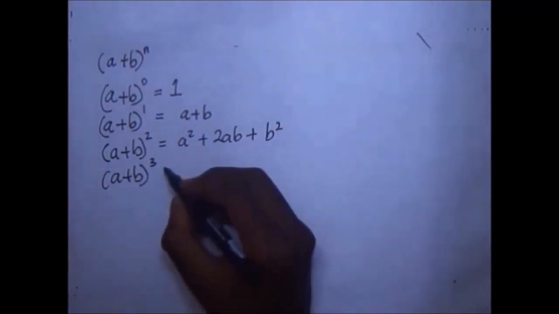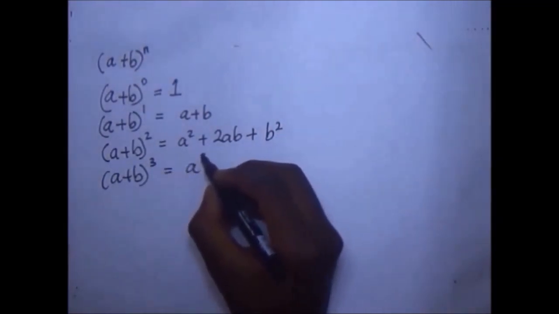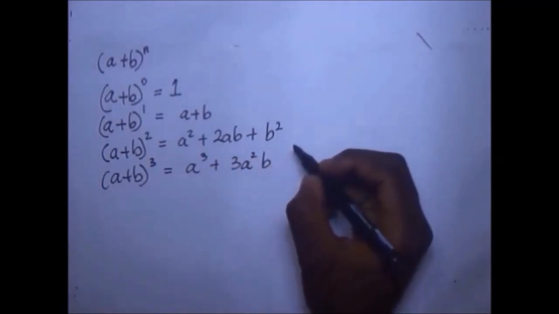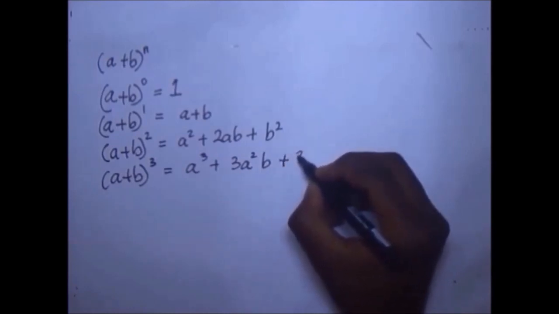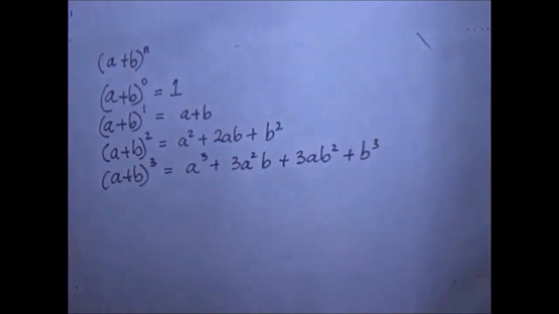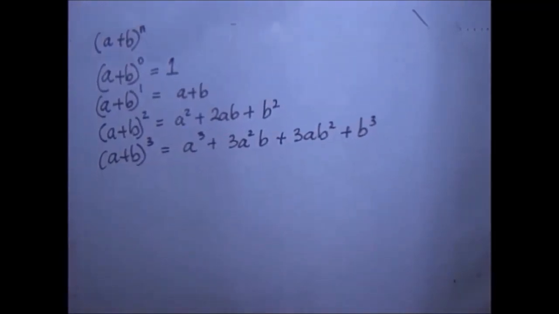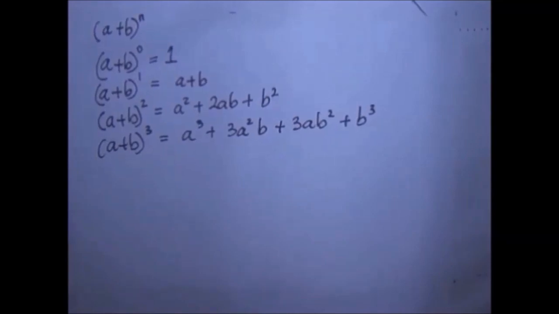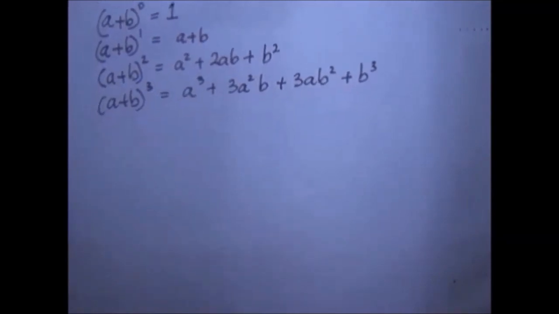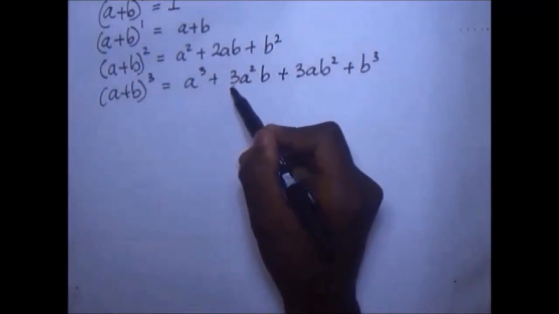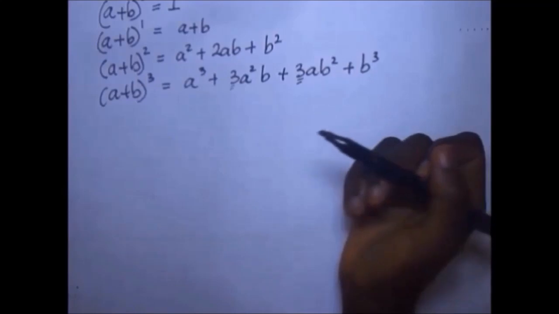(a + b) to the power 3 is going to become a^3 + 3a^2 b + 3ab^2 + b^3, like that. Now from the expansions of those, we are going to formulate what we call Pascal's triangle. Pascal's triangle is simply a triangle that we use to get these coefficients, the 3's, the 3's, the 1's, and so on.